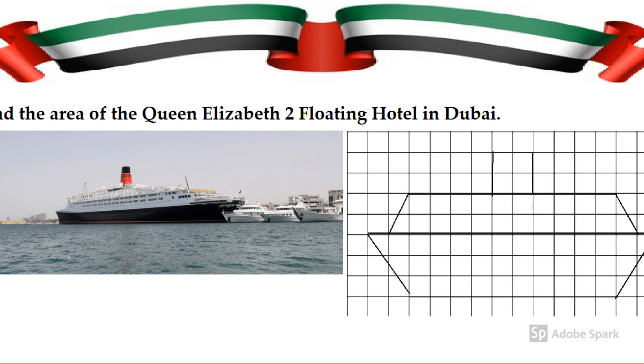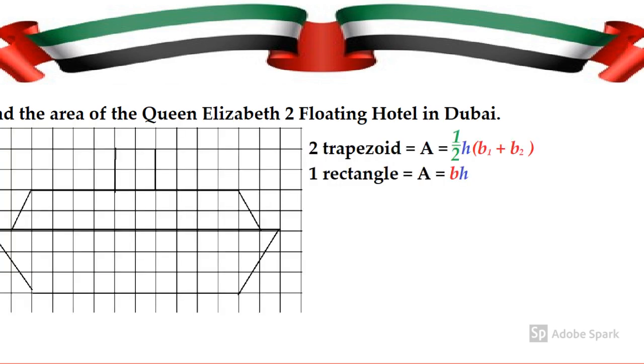Now let us try to find the area of the Queen Elizabeth II Floating Hotel in Dubai. You can right away see the data points on the graph. Do you still remember the formula for the area of a trapezoid? Because we have trapezoids in the Queen Elizabeth Floating Hotel. The area of a trapezoid is 1/2 times height times base 1 plus base 2. And the area of a rectangle is base times height.